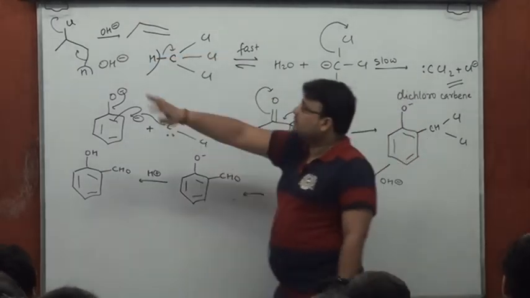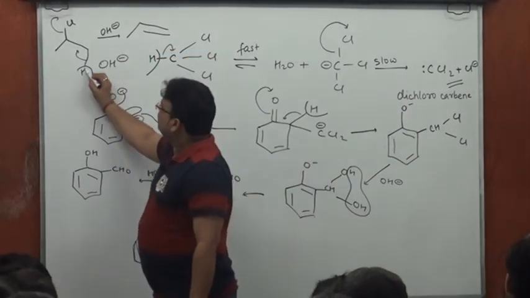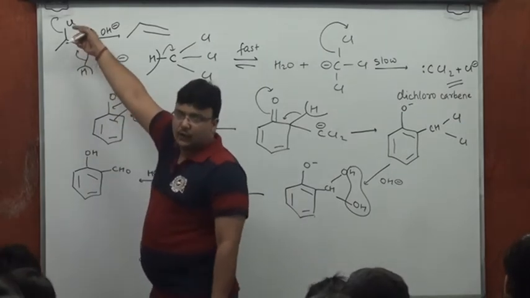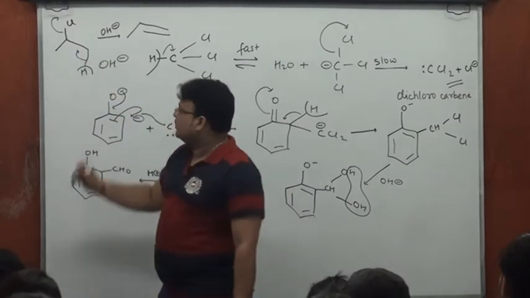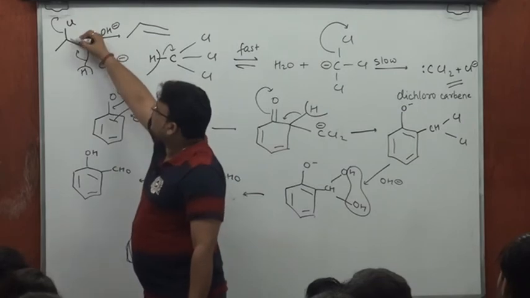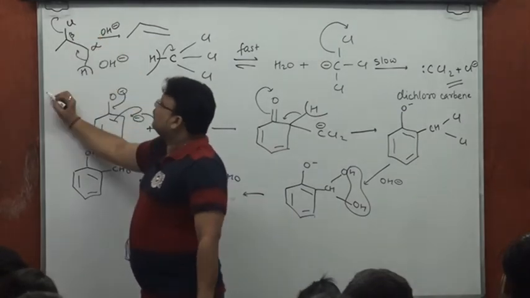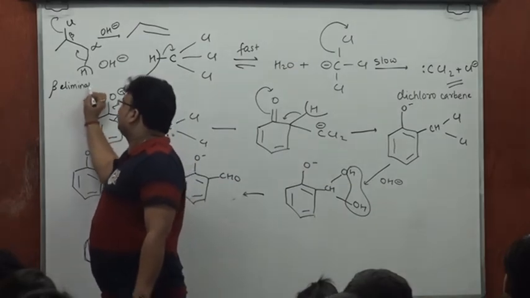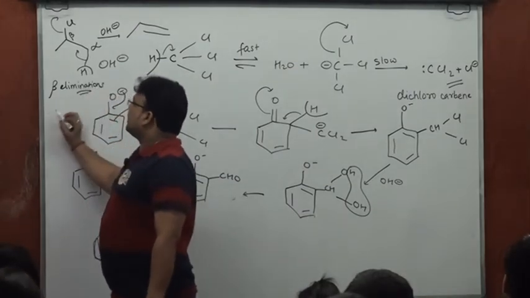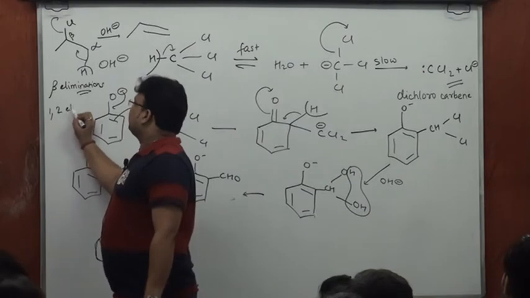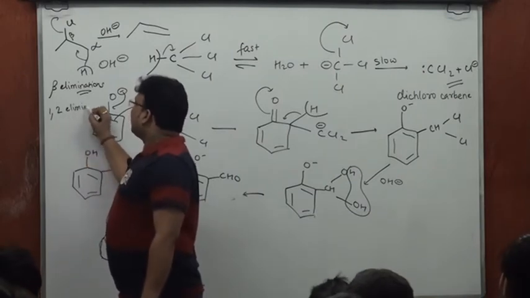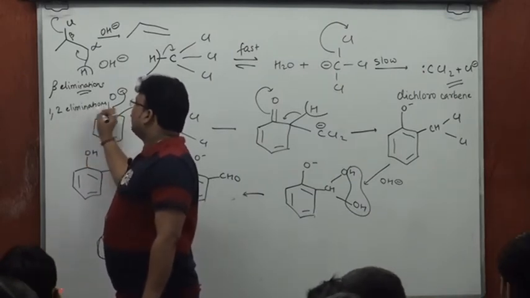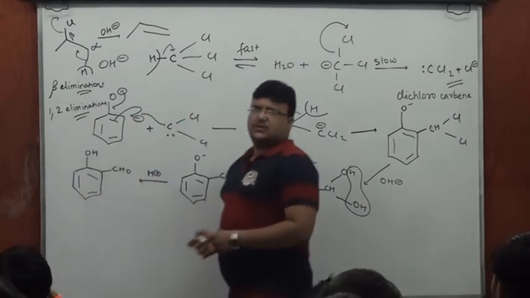OH minus taking out H plus, a pi bond formed and Cl minus going out. If I call this alpha carbon and this beta carbon, they all belong to the family of beta eliminations. Yes, I've spoken about it. They have all been beta eliminations, 1,2 eliminations. They're popularly called beta eliminations or 1,2 eliminations. That's just Hoffman's rule.